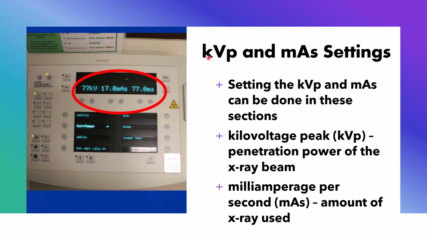The KVP is the kilovoltage peak or potential, the KVP, that's a capital V. Think of it as the power or the penetration, how strong the beam is. So the kilovoltage peak is the penetration power. The MAS is the milliamperage seconds, the MA for milliamperage and the S for seconds. It is the amount, the quantity. This is the quality of the X-ray. This is the quantity of the X-ray.